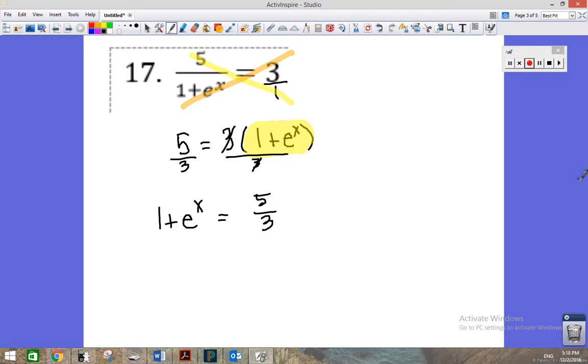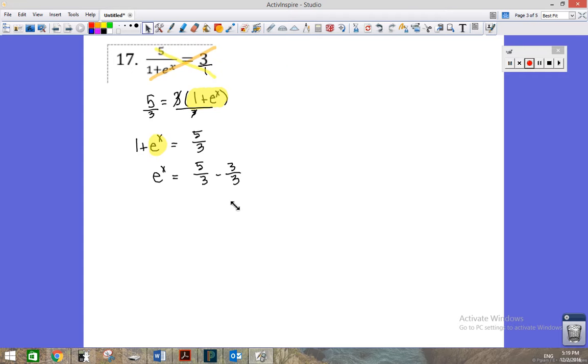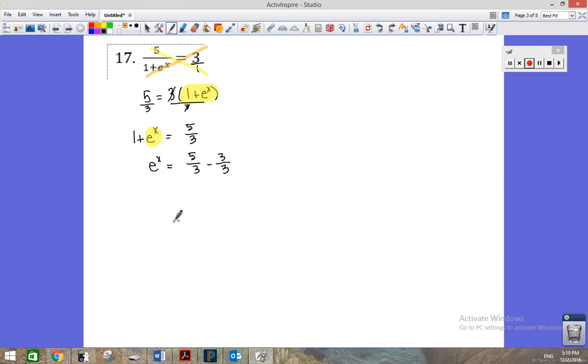On the left-hand side, I have two terms. The term of interest that has my variable is this. So I need to subtract 1 from each side. And when I subtract 1, since this is a fraction, I'm going to write 1 as 3 over 3. So now it's easy for me to do that subtraction because I have a common denominator. And 5 minus 3 is 2.